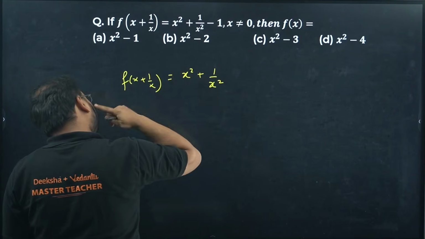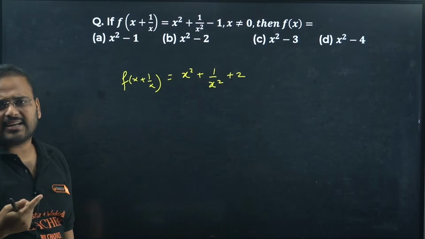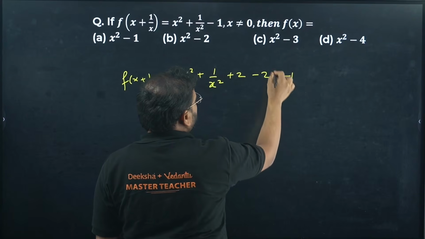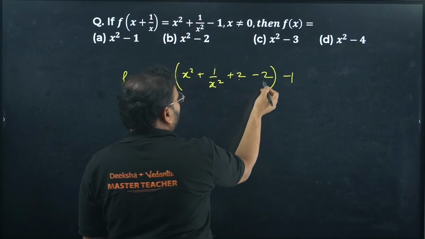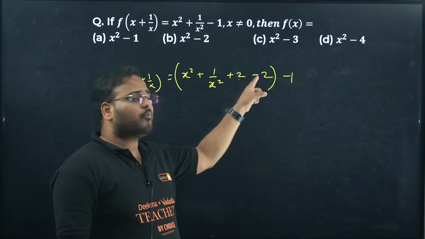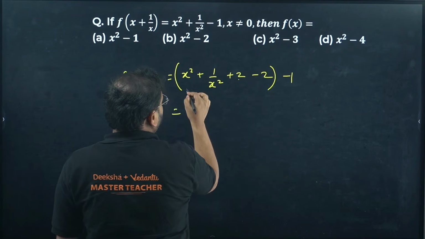This will make an identity if I have plus 2. It will become a whole square in that case. But we can't do it on our own choice. Something extra we have added, I have to remove that. Yes or no? I added plus 2, so I have to remove the 2 from there. So I have added the minus 2 also. Check this out. This is making an identity.